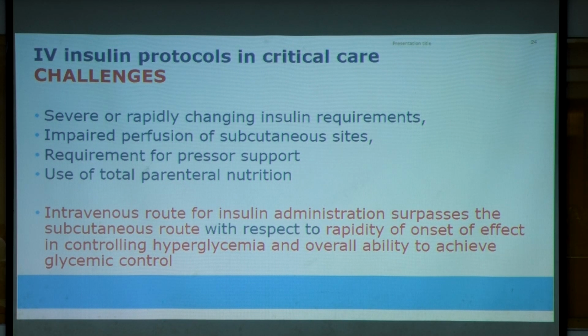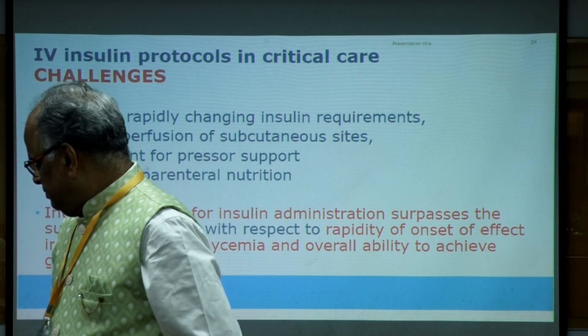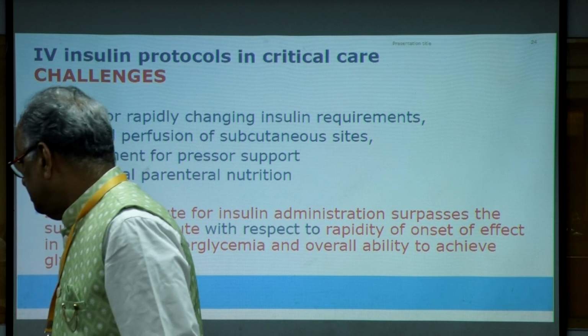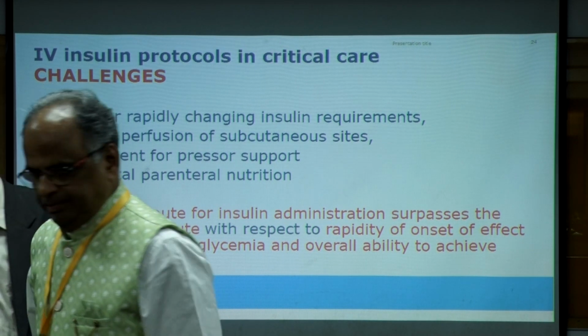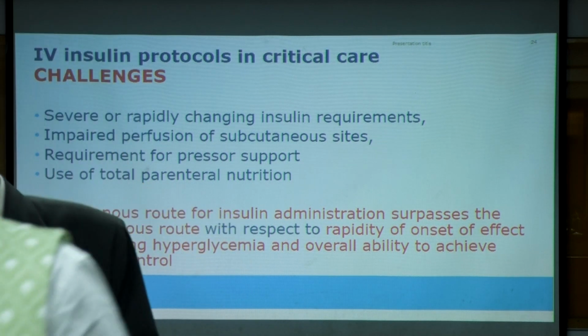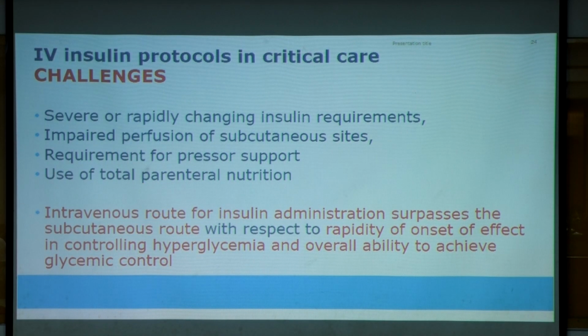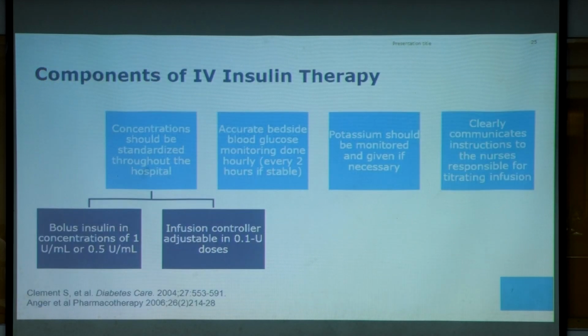As I told you, we also discussed this in the morning session. With total parenteral nutrition, we have to give insulin therapy. Even if the patient is non-diabetic and you are going to give TPN, the patient will definitely require insulin therapy. This non-diabetic use of insulin is one of the things I told you in the morning. The intravenous route for insulin administration surpasses the subcutaneous route, and rapidity of onset is one of the main things we have with the short-acting analogs. The overall ability to achieve glycemic control is with insulin only.